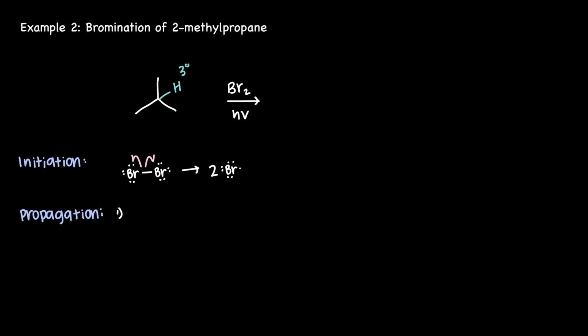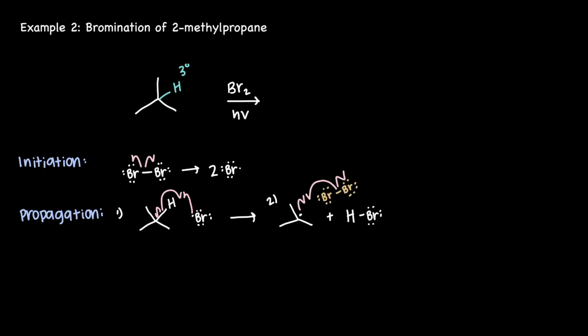Next, let's look at the first propagation step. A bromine radical removes the tertiary hydrogen, generating a tertiary radical. For the second propagation step, that radical reacts with bromine to form a carbon-bromine bond.